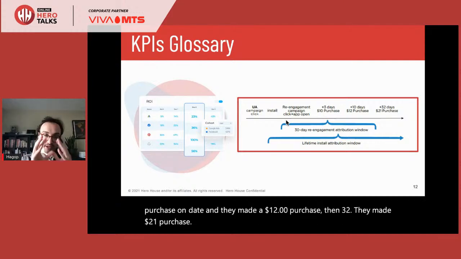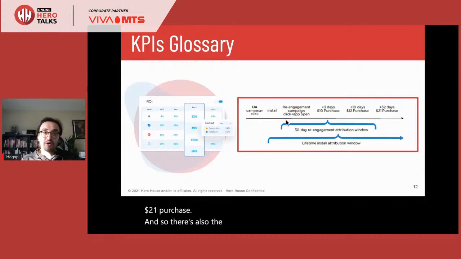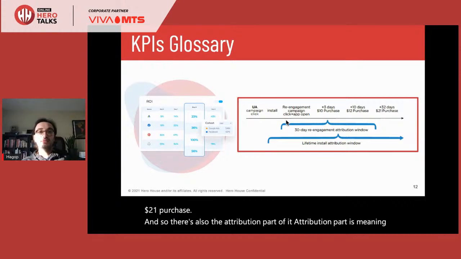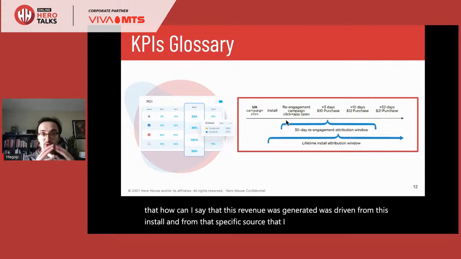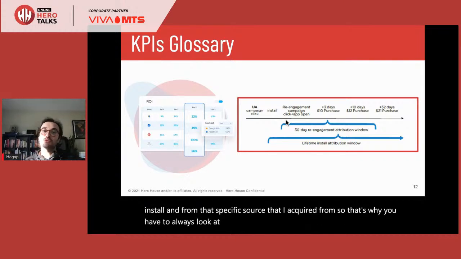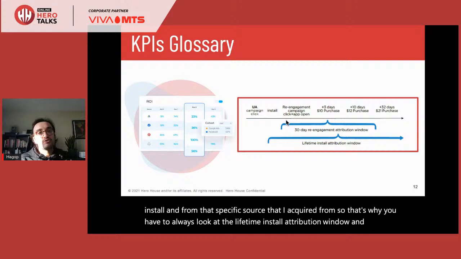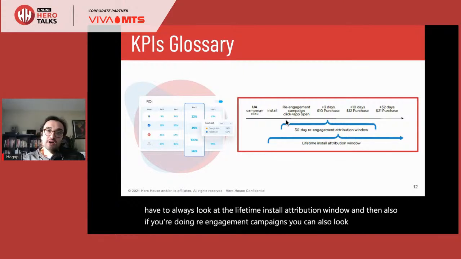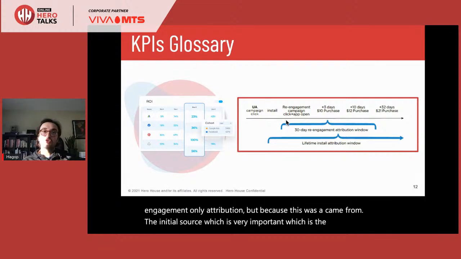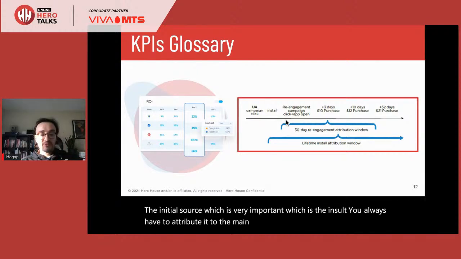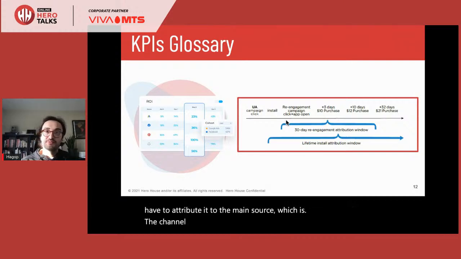And so there's also the attribution part of it. Attribution means how can I say that this revenue was driven from this install and from that specific source that I acquired from. So that's why you always have to look at the lifetime install attribution window. And then also if you're doing re-engagement campaigns, you can also look into the re-engagement only attribution. But because this came from the initial source, which is very important, which is the install, you always have to attribute it to the main source, which is the channel that drove the installs.